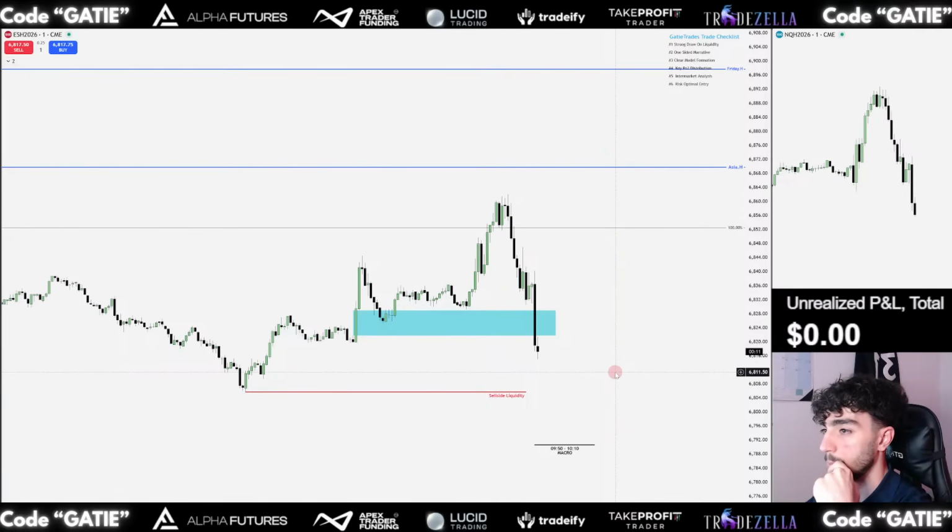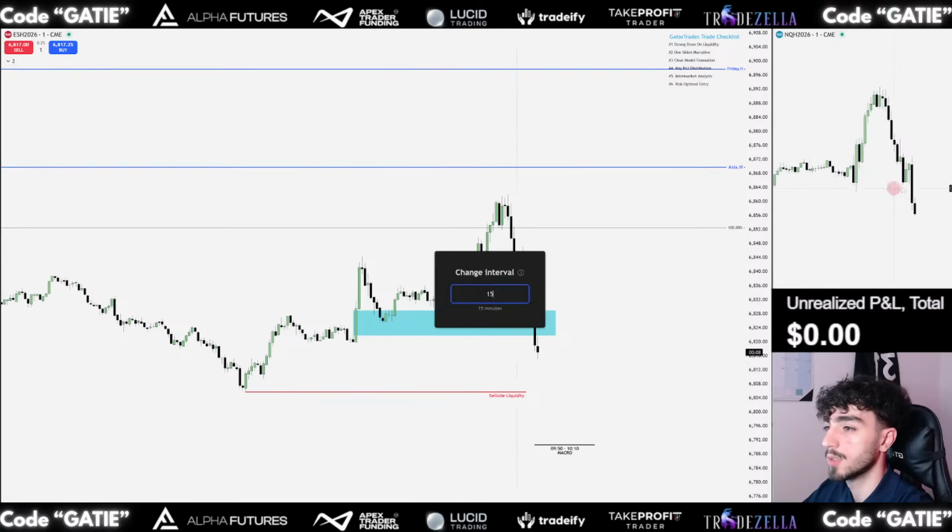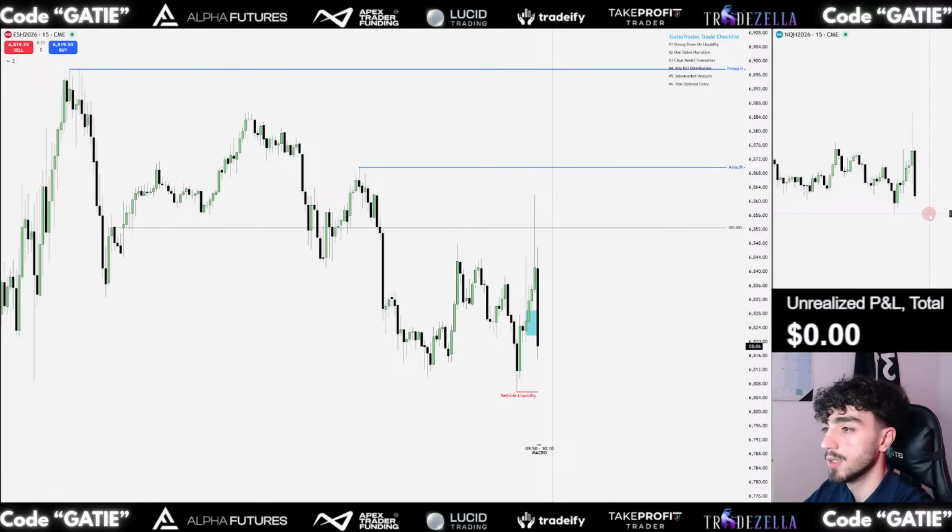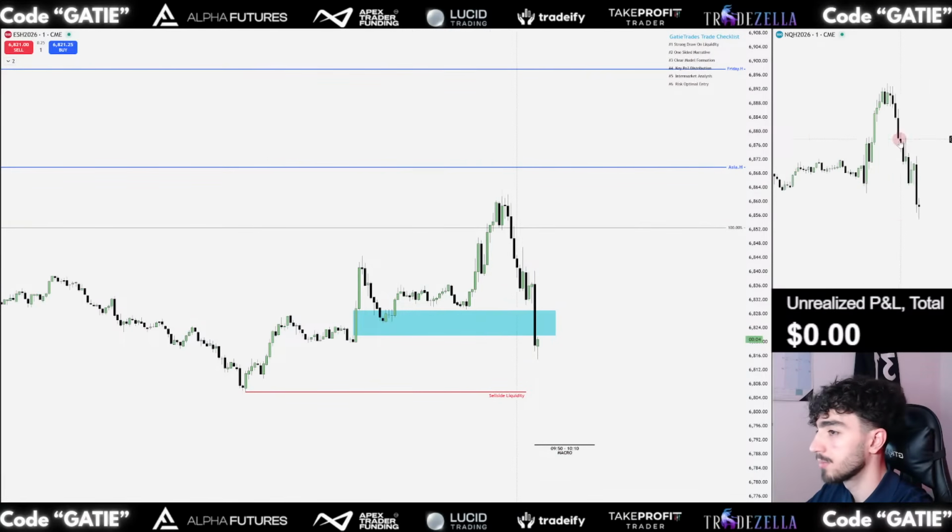2, 4, 5, 1, 8. Good luck. I think it's possible. The sell side there, yeah, it's possible in my opinion. Definitely possible. ES is close.